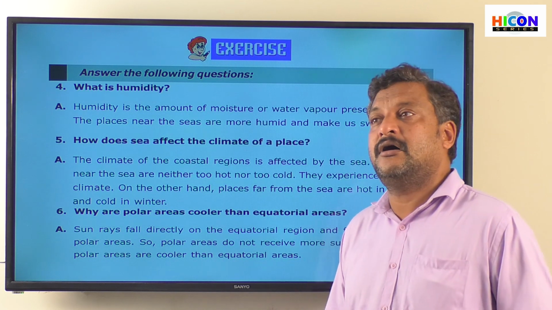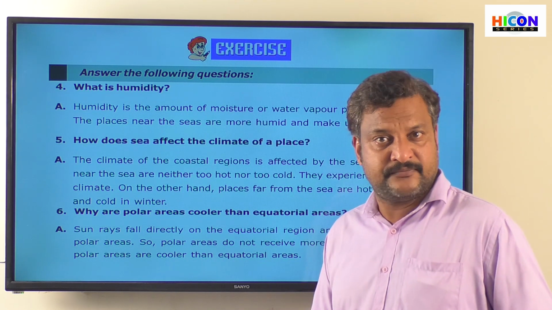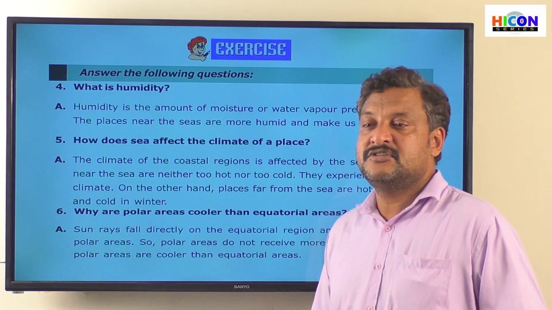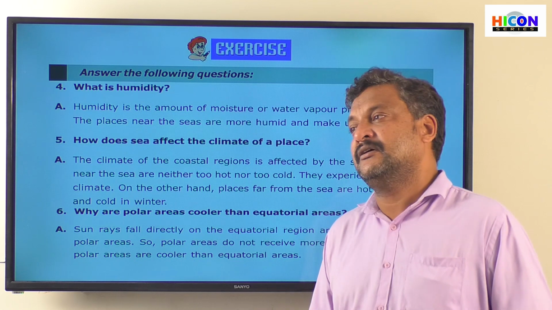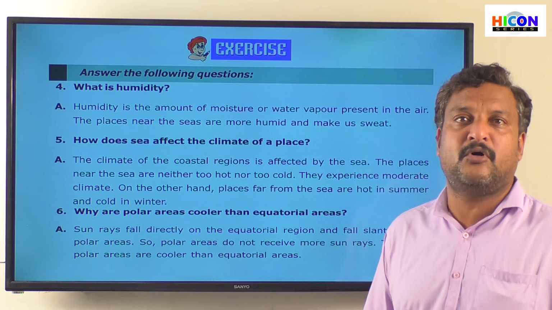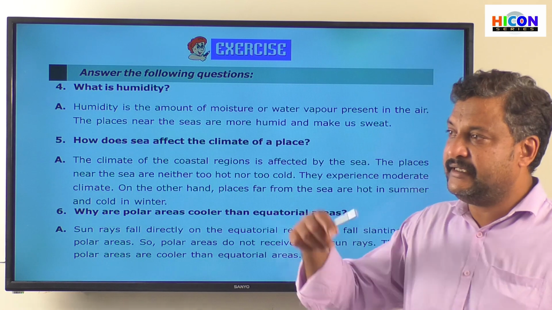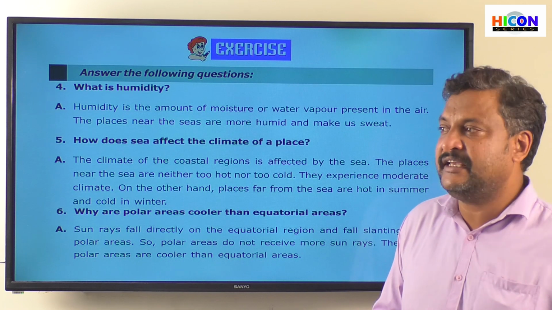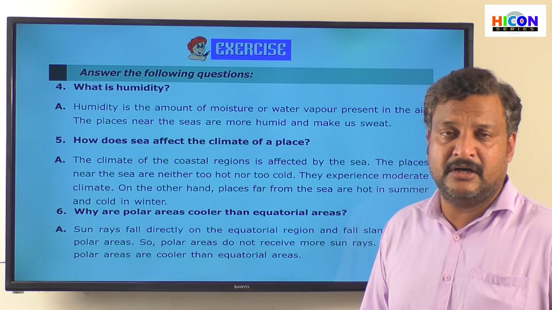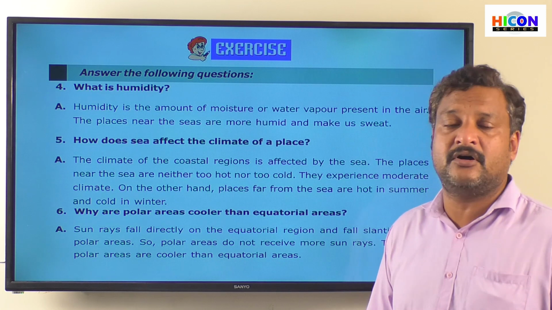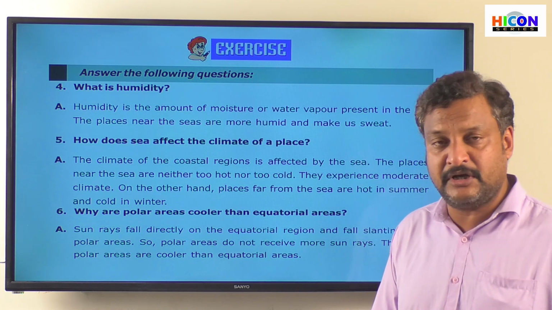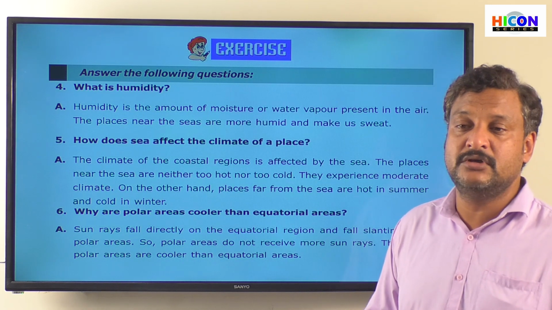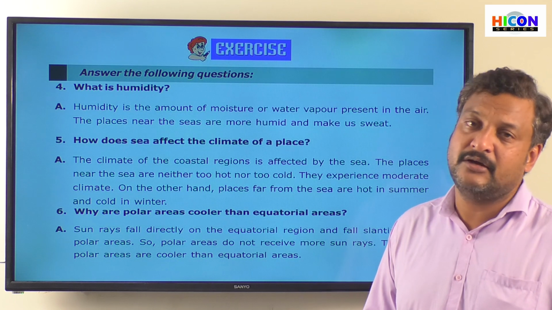We know there are a sea breeze and a land breeze. The amount of humidity is high, right? So, because of these factors, the coastal regions always have a moderate climate, whereas the interior regions have extreme climatic conditions. Cities that are away from coastal regions always have extreme climatic conditions. Meaning, if it is hot, then it is extremely hot; if it is cool, then it is extremely cool.